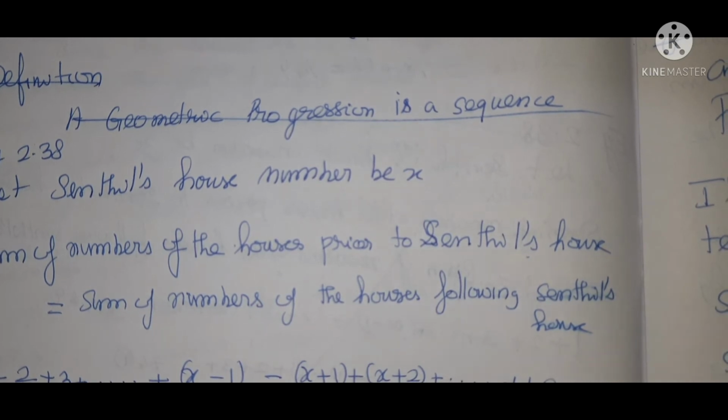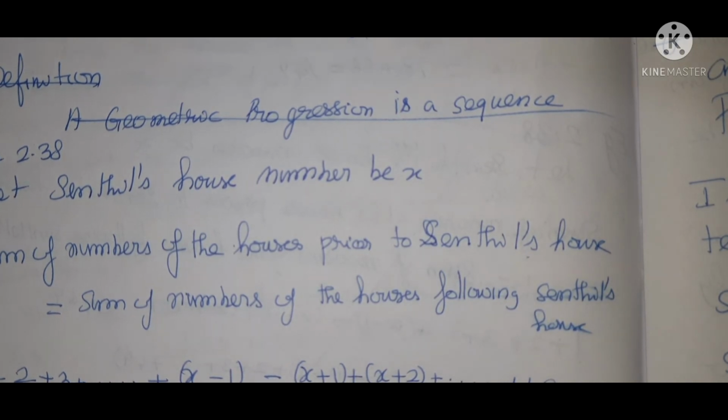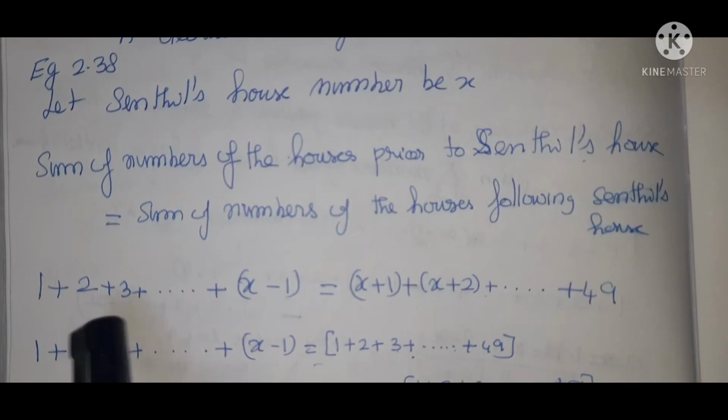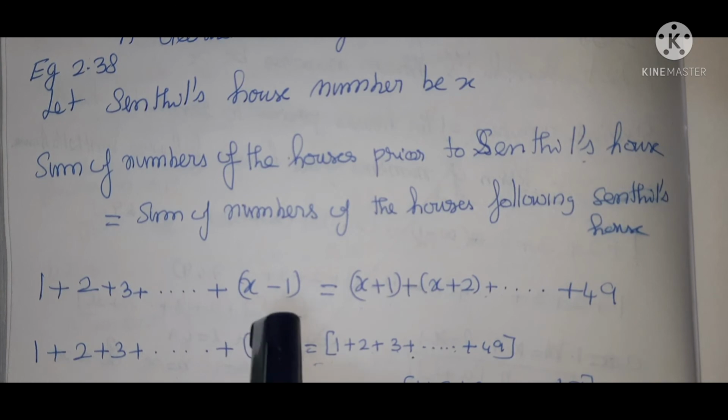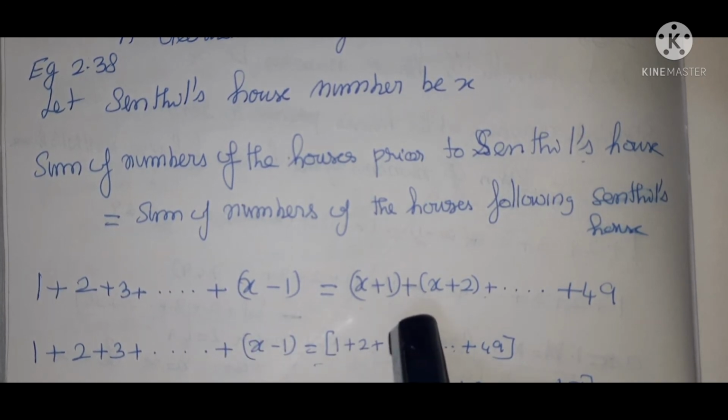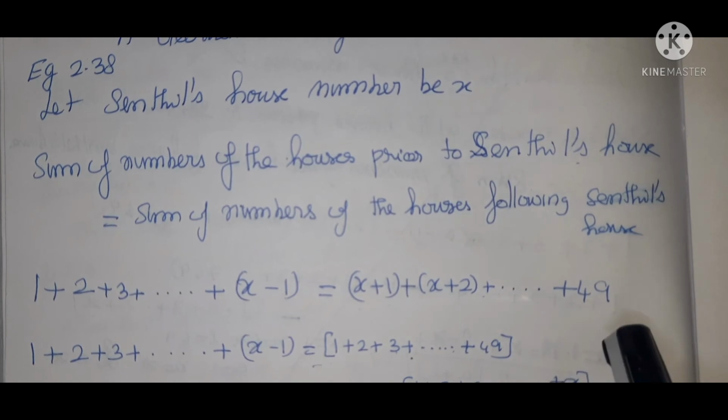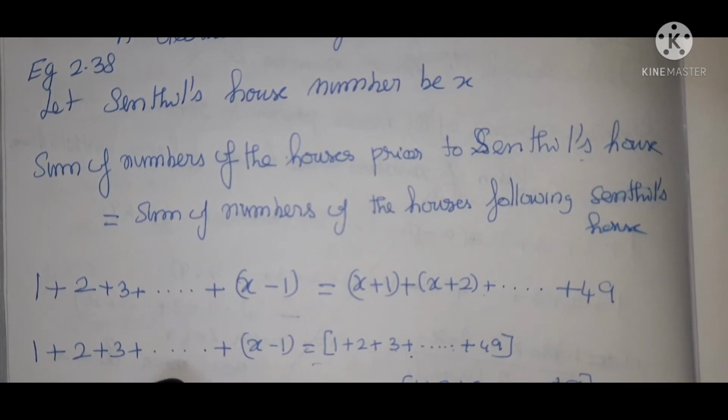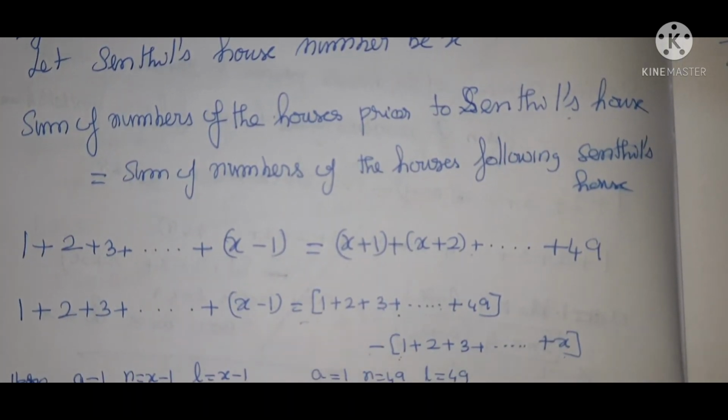Prior to Senthil's house, the numbers run from 1 to x minus 1. Following Senthil's house, x plus 1 to 49. So 1 plus 2 plus 3 plus and so on plus (x minus 1) is equal to (x plus 1) plus (x plus 2) plus and so on plus 49. That means 1 plus 2 plus 3 plus and so on plus (x minus 1) is equal to the total of houses 1 to 49, minus the sum from the starting house to Senthil's house, that is 1 plus 2 plus 3 up to plus x.